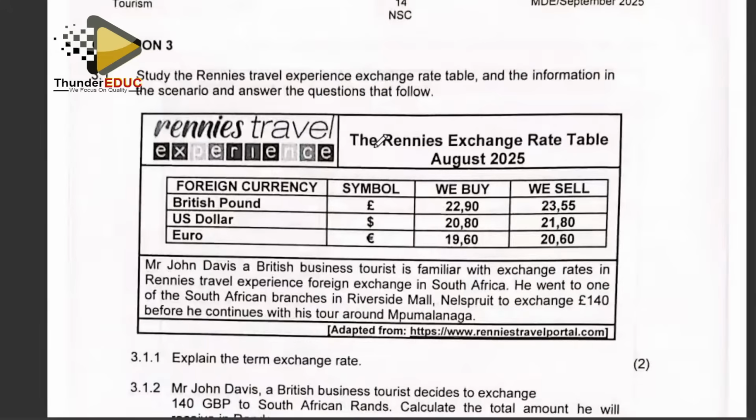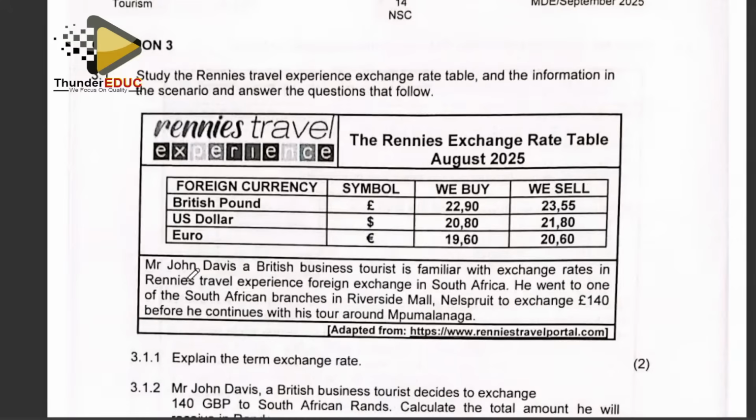Now let's go straight to 3.1. Study the Rennies Travel experience exchange rate table and the information in the scenario and answer the questions that follow. So we do have various currencies there. We do have the British pound, which is represented by this symbol. It's being bought at 22.90 and sold at 23.55. The US dollar is bought at 20 rand 80 and sold at 21 rand 80. Then the euro is bought for 19.60 and sold for 20.90.